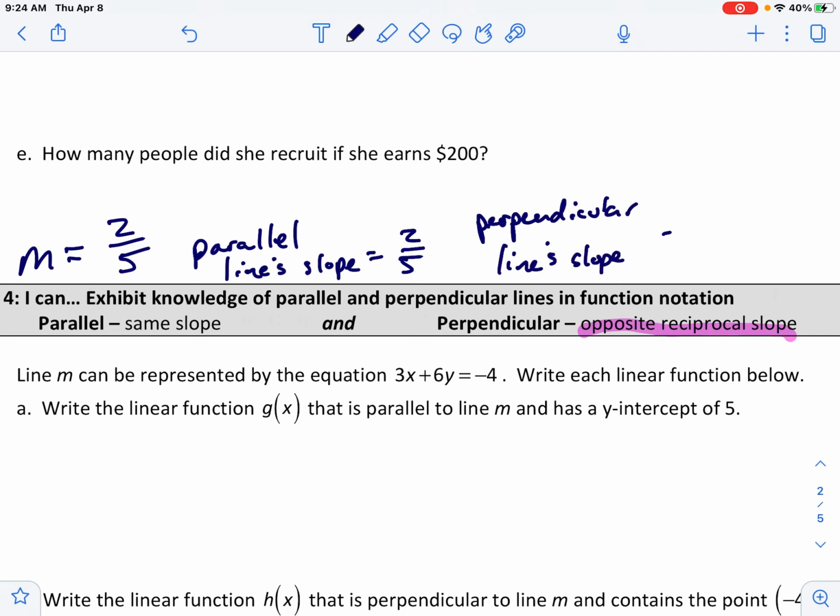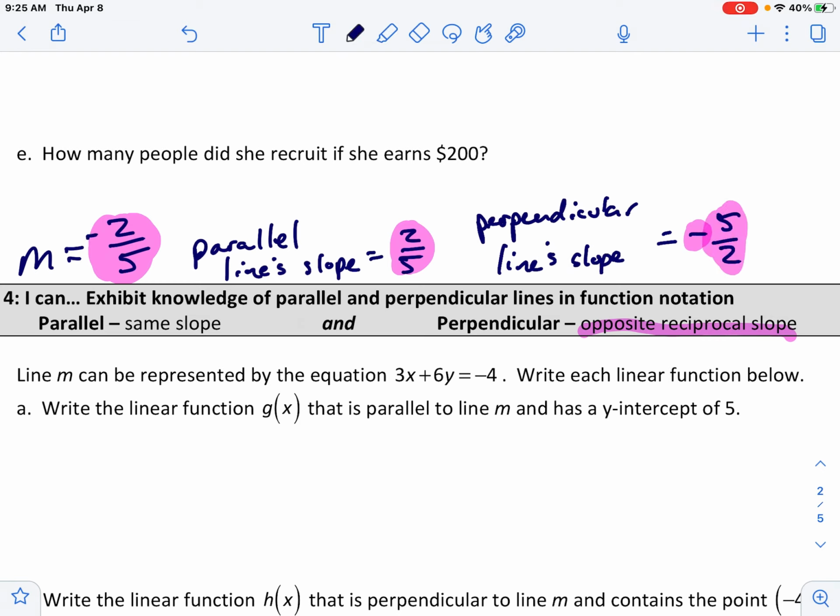opposite reciprocal, means you take the fact that this was a positive fraction, means it becomes negative, opposite sign, and then reciprocal means flip the fraction. So you're flipping two things. You're flipping the sign and you flip the fraction. So your perpendicular slope would be negative 5/2. So the parallel slope to 2/5 is its same thing, 2/5. The perpendicular line is negative 5/2, okay?